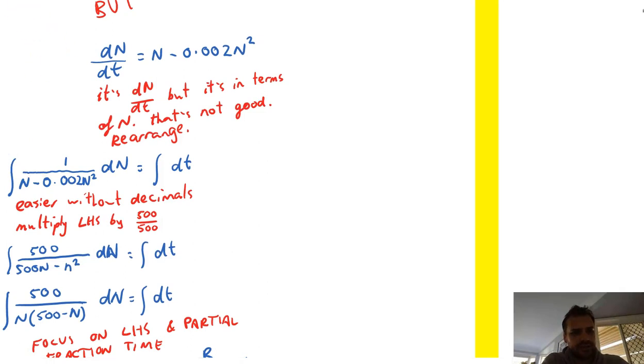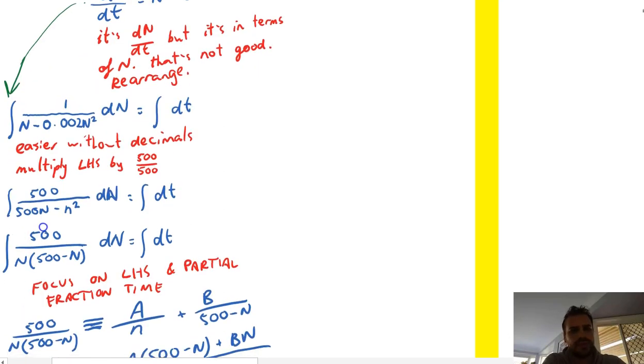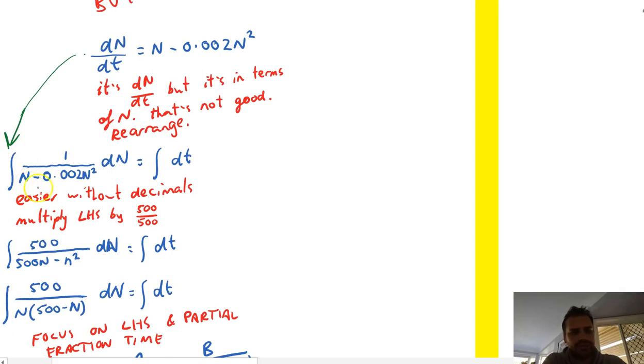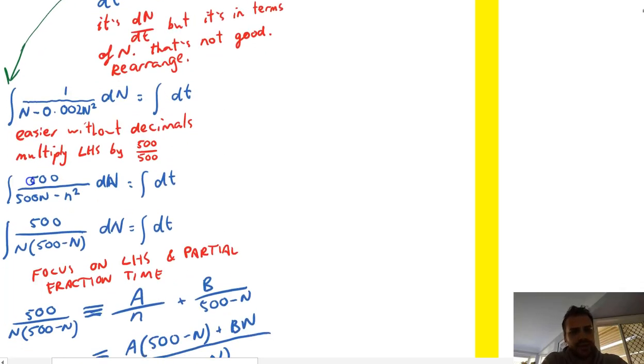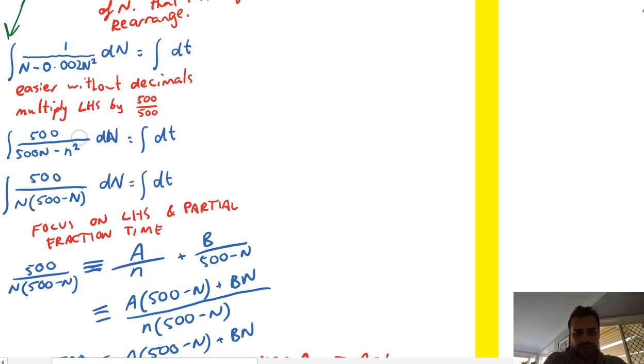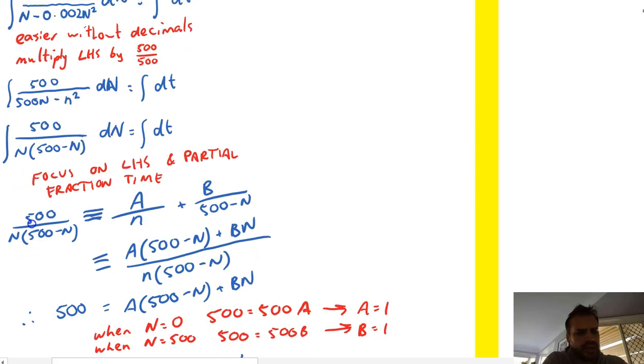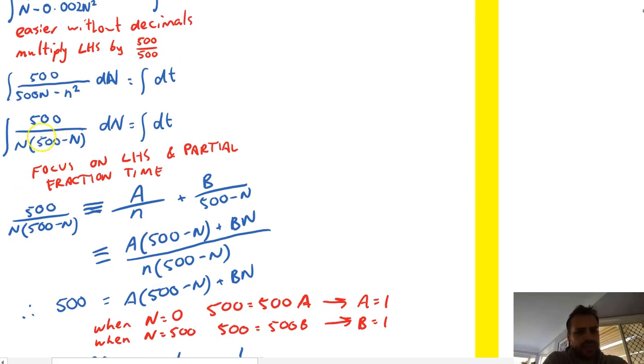So in one single step, you should be able to get from there to there by moving all the n's to the bottom, integral of the left-hand side, integral of the right-hand side. Now, this is probably an optional step, but it does make the working a little bit easier. Just by multiplying the left-hand side by 500 over 500, I eliminate the 0.002, and it becomes a neater 500 over 500n minus n squared. And then I'm just factorizing that bottom.